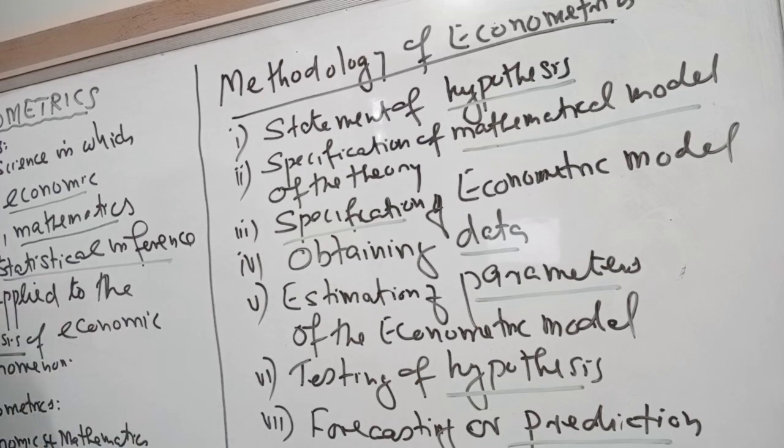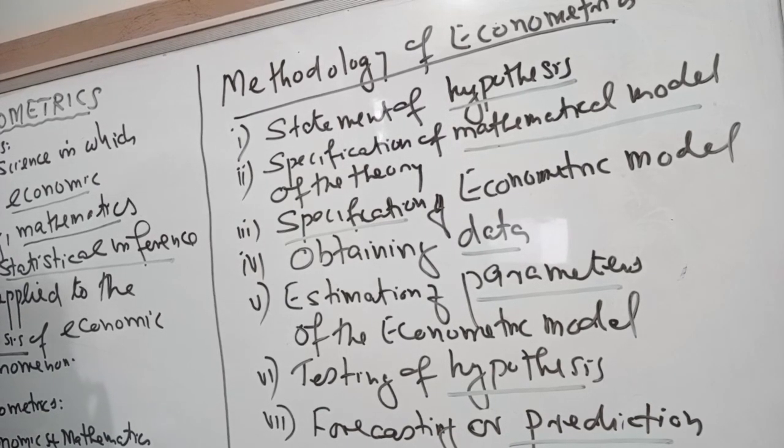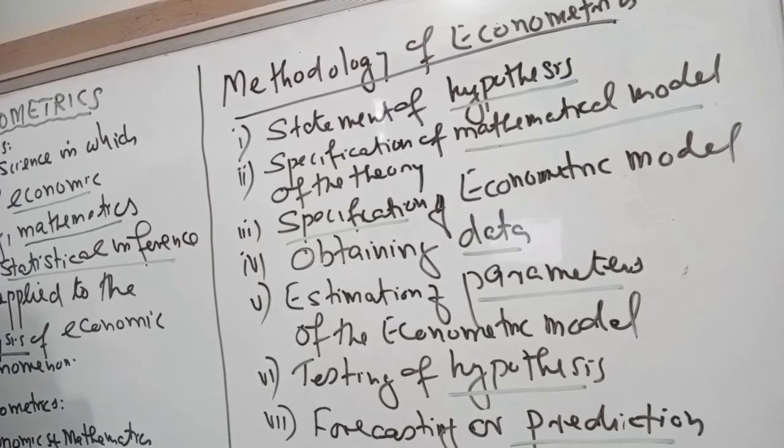Second one is specification of the mathematical model of the theory. The mathematical relationship should be clearly defined. For example, Keynes' income expenditure model or an economic model. It should be specified in a mathematical statement. That is the second step, specification of our objective in a mathematical model.